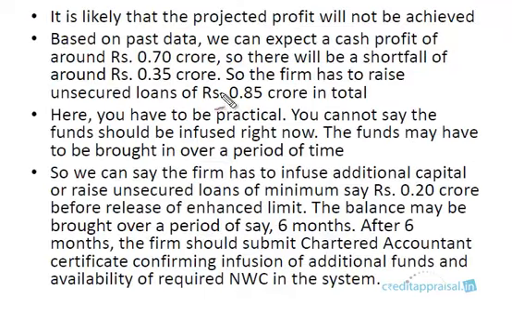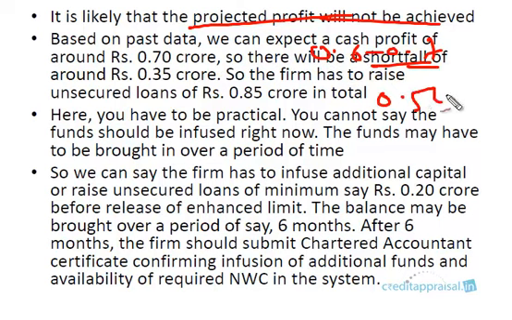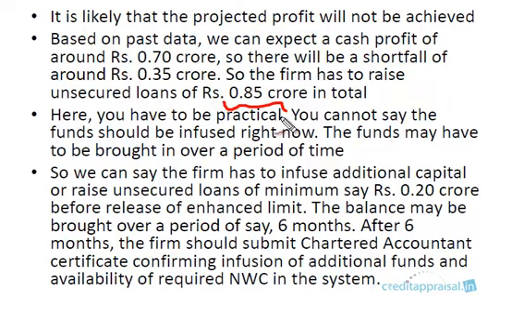Right? Once you're convinced about these three, then you can be convinced that the NWC position will improve. But whether we are convinced or not, we discussed that the projected profit might not be achieved. Okay, we expect a cash profit of around 0.6 to 0.7 crores. There will be a shortfall definitely. So the unsecured loans should not be just 50 lakhs. The company should be raising more than that, to bridge the shortfall in profit also. So close to 1 crore of long-term funds should be infused.